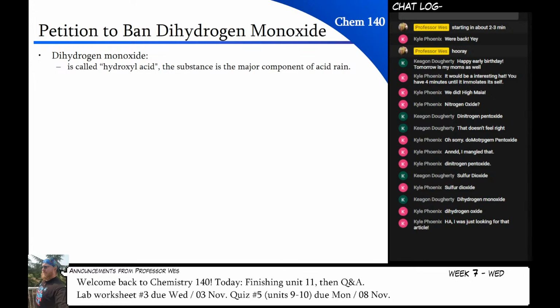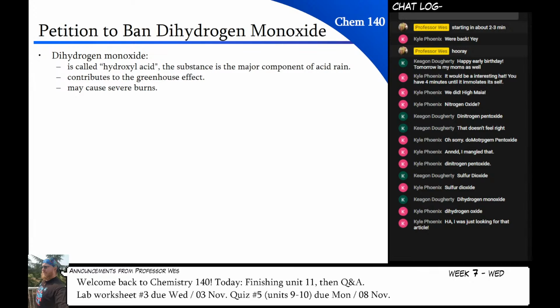And so here they are. There are many names for dihydrogen monoxide. One of those is hydroxyl acid, and it is the substance that is the major component of acid rain. How terrible. Now, dihydrogen monoxide does contribute to the greenhouse effect. In fact, it is more of a contributor than carbon dioxide. And carbon dioxide is the one that we're worried about, believe it or not.